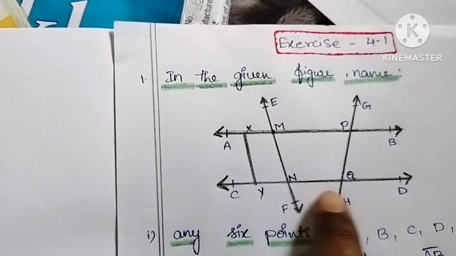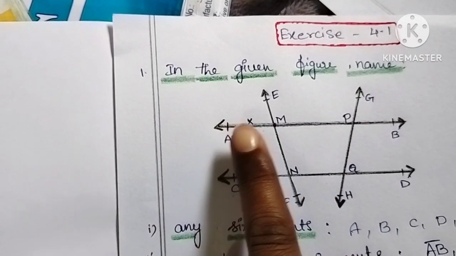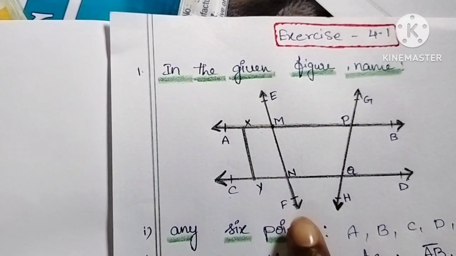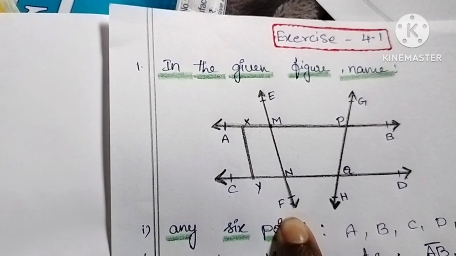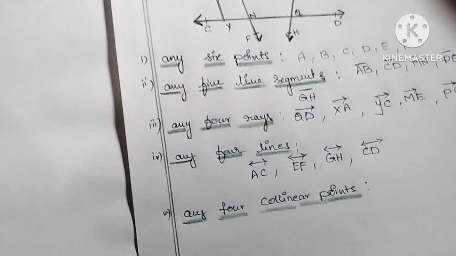C, Y, N, Q, D. These are also collinear points. And E, M, N, F. These are also collinear points. Those are on the same line only. So now we have to write the collinear points.